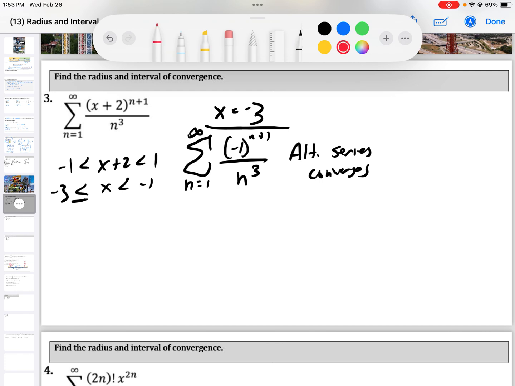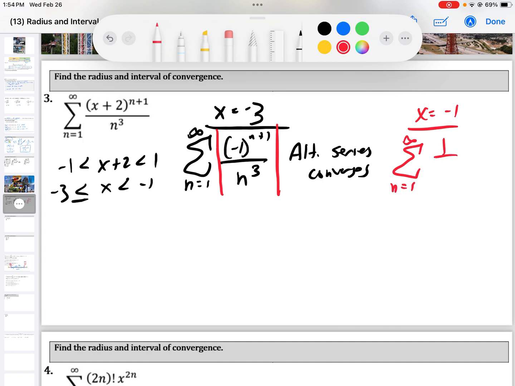Now, does it converge absolutely or conditionally? I don't really care. I know it converges. But if I wanted to, if I took away the alternating part, this would just be n equal to 1, 1 over n cubed, which is a p-series that converges. So it converges absolutely at -3. But I just care that it converges.